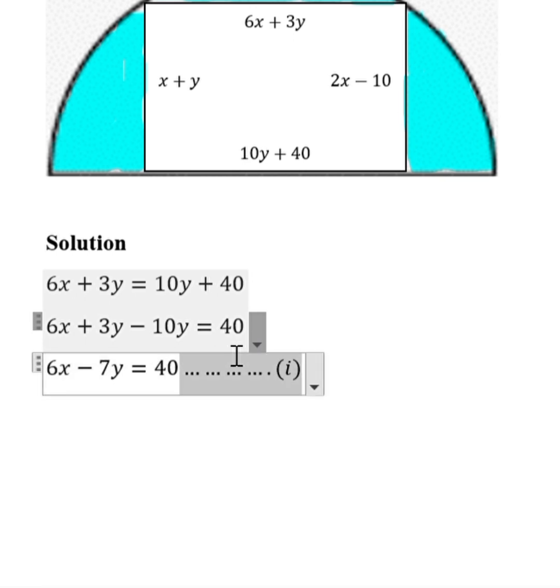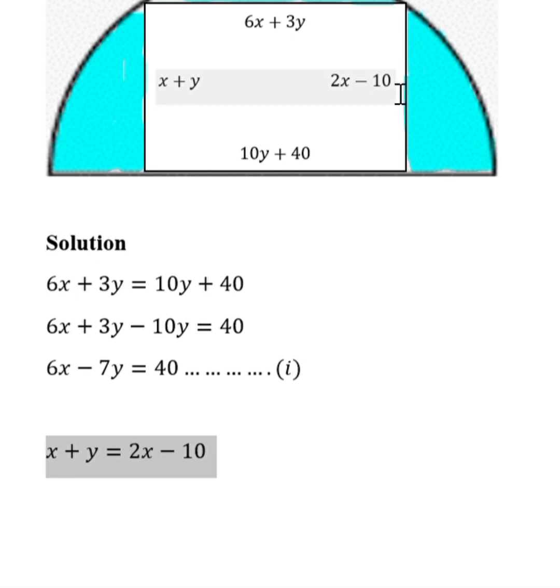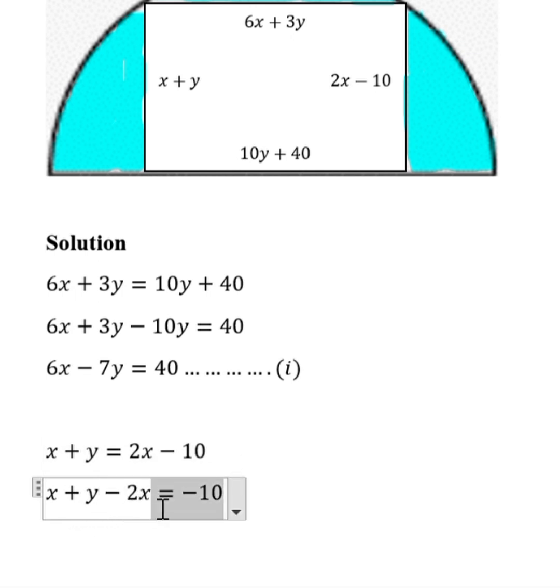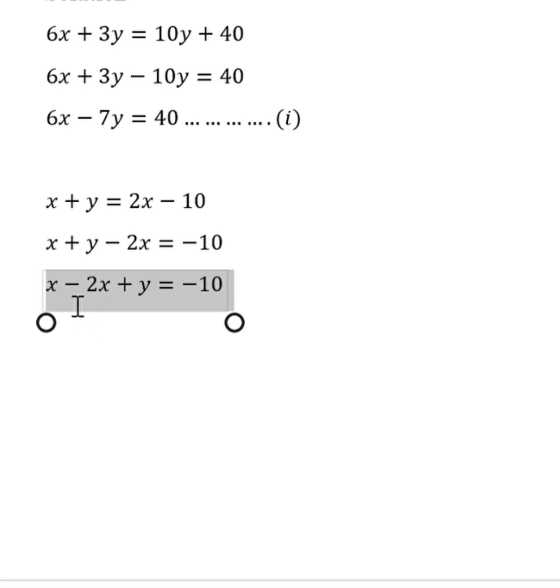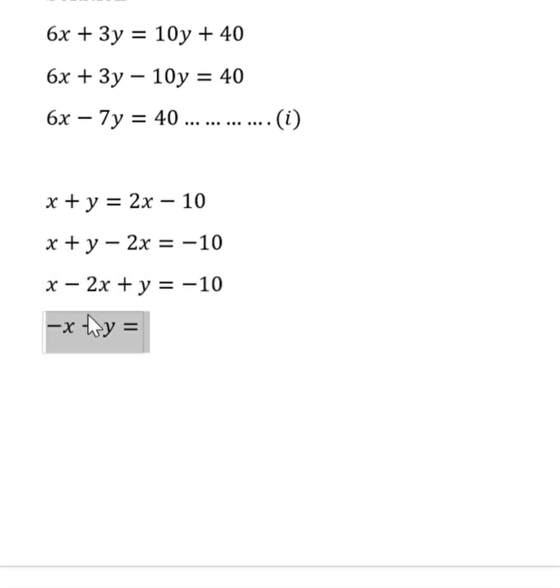This gives us the first simultaneous equation. Now we also relate the widths. We shall have x plus y is equal to 2x minus 10. If we take these 2x across equal signs, we shall have x plus y minus 2x, because when it crosses equal signs, it changes to minus 2x, is equal to negative 10. Putting like terms together, we shall have x minus 2x plus y is equal to negative 10. x minus 2x gives us minus x, then plus y is equal to negative 10. This gives another simultaneous equation.